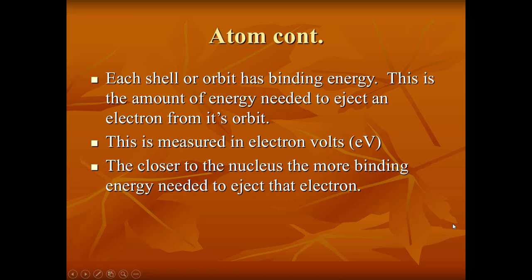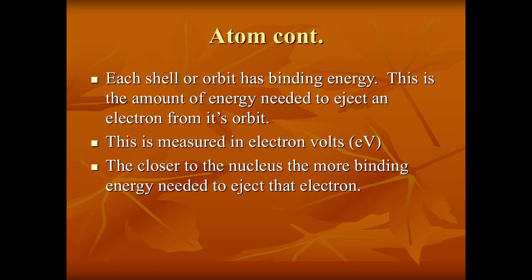Each shell or orbit is going to have a binding energy, and again, this is what's important for us to understand, because this is where the X-ray photon is going to be created. So this is the amount of energy that's going to be needed to eject that electron from its orbit. The closer we get to the nucleus, the more energy that's going to be released, and that will have a higher energy photon created.